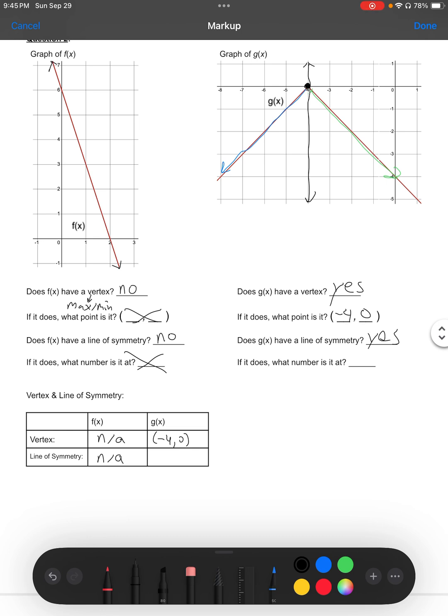And what number it's at: -4. This line is 1, 2, 3, 4 to the left. So we would say that this line of symmetry is at x equals -4. And that is all for this one.